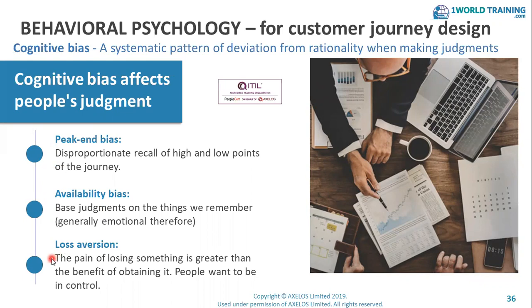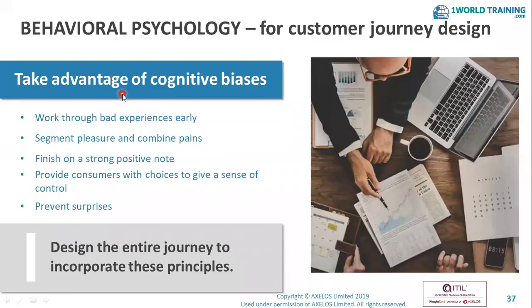Loss aversion is another bias, wherein the pain of losing something is greater than the benefit of obtaining it, which means people want to be in control so that they don't lose something, but they may retain it for a longer period. Such biases, though they are deviations from rational thinking, can be used in an advantageous manner for the benefit of the consumer. For example, the provider can work through the bad experiences much earlier so that the later part of the journey is much happier.